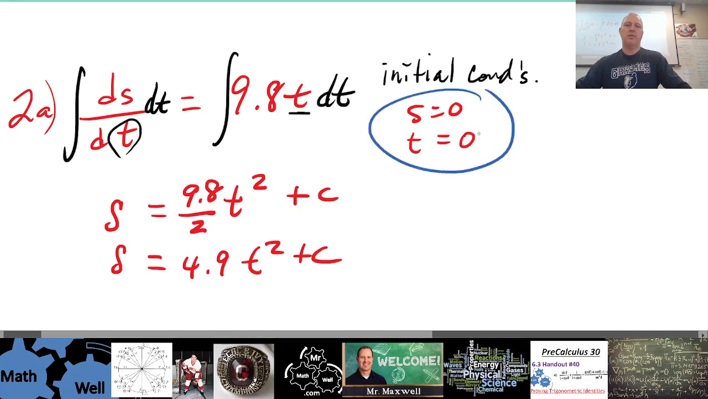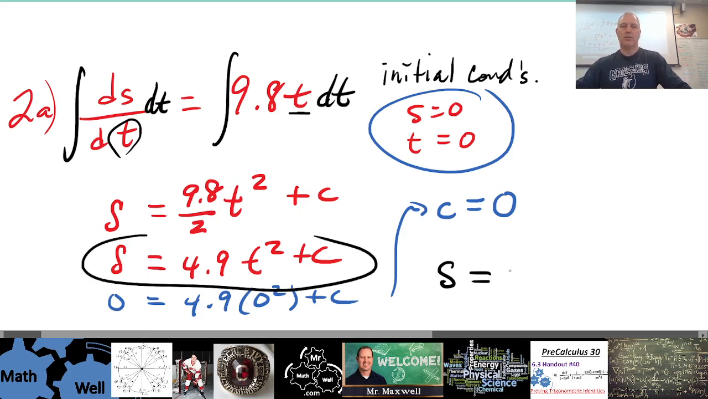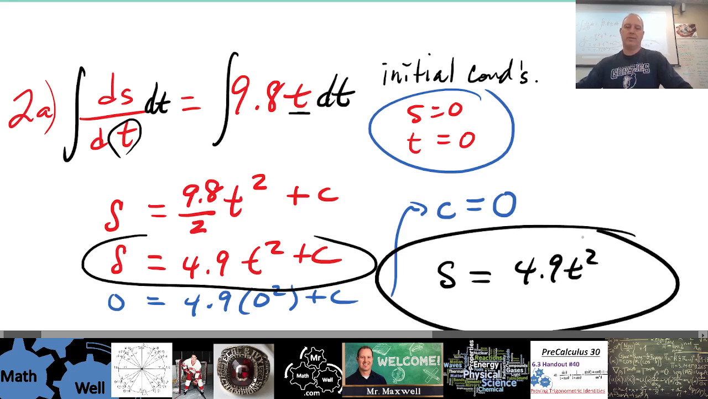Initial conditions of 0, 0. So the position is 0 when time is 0, let's say. I have 0 equals 4.9 times 0 squared plus c. That means my c equals 0. Not very interesting, but still valid. So I go back to this and put in 0 for c, and s equals 4.9t squared. That's it. So sometimes your constant will be 0, no problem.